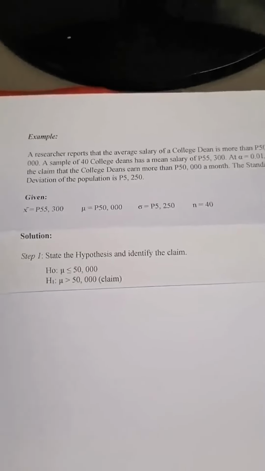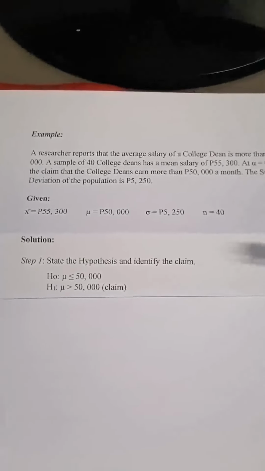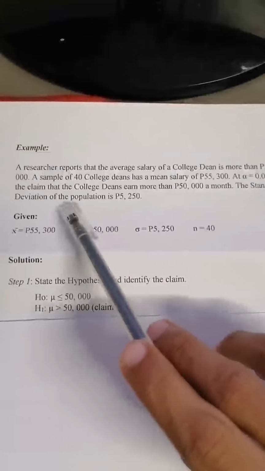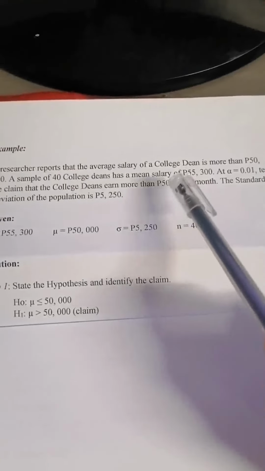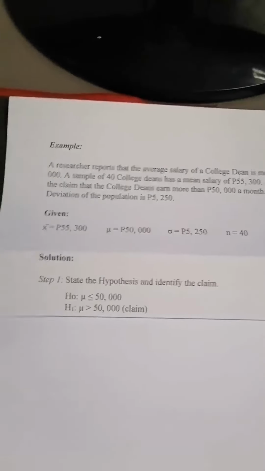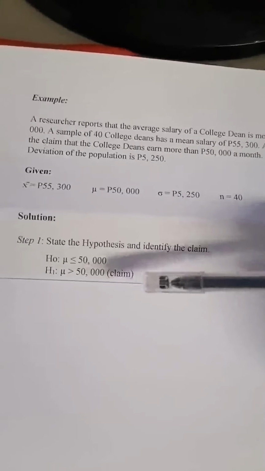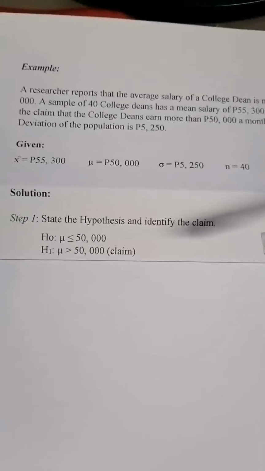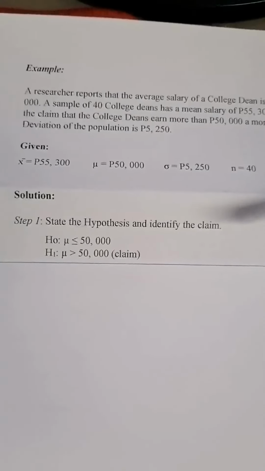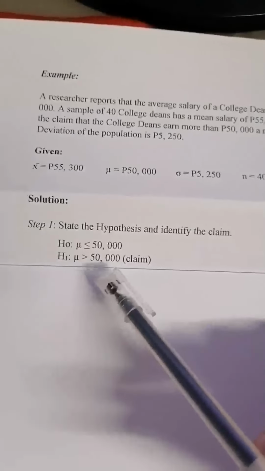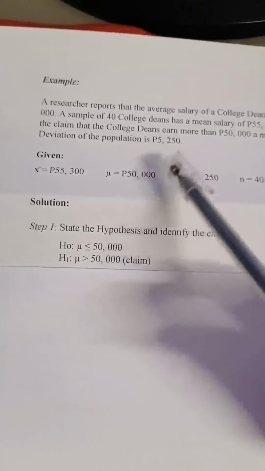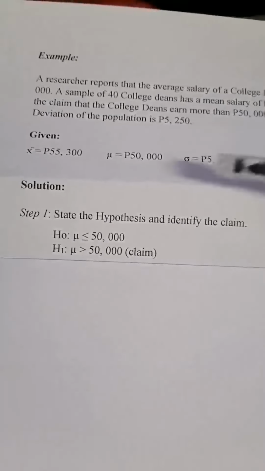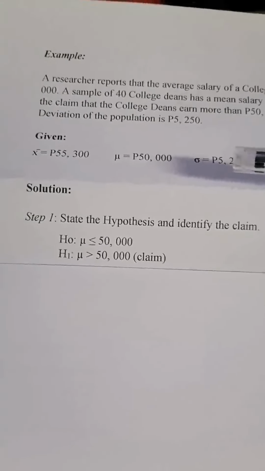In our solution, step 1 is to state the hypothesis and identify the claim. So what is our claim? Our claim from the problem is the college deans earn more than 50,000 a month. From the words more than, it is greater than. So we'll put our claim in the alternative hypothesis, since the alternative hypothesis says there is a difference between two populations. So our H1 is mu greater than 50,000, and our H0, or null hypothesis, is mu less than or equal to 50,000.